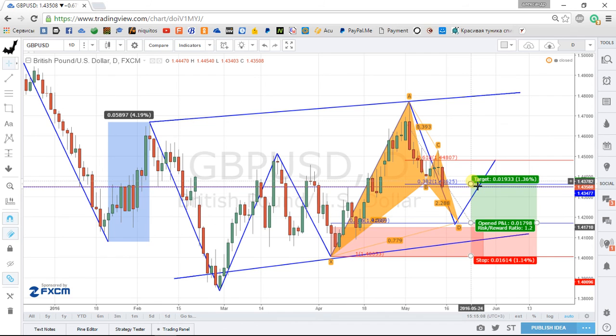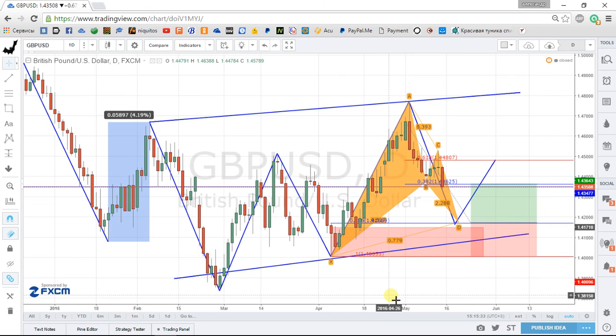My research shows that we have 65% accuracy having this 382 with my trend identification system on pound dollar. So that's it. 65. You can think about that. 1.2 is the risk to reward. I think it's a very nice opportunity to get involved in it.